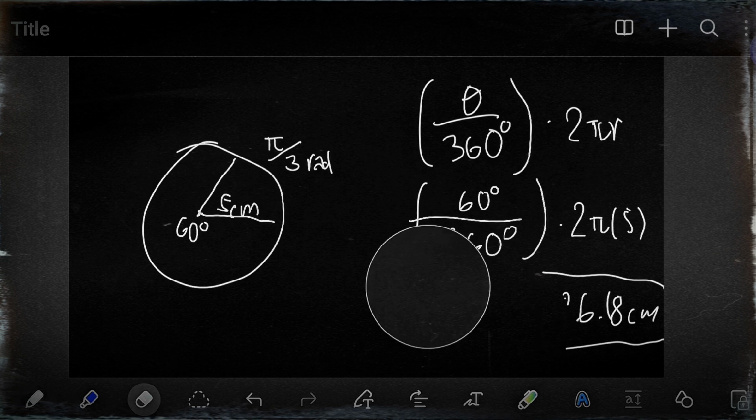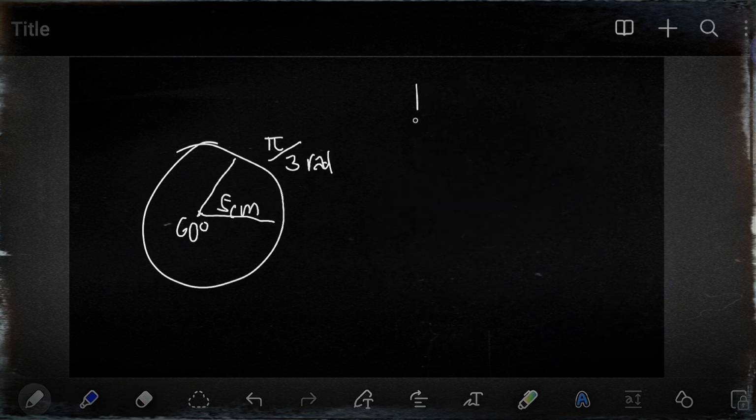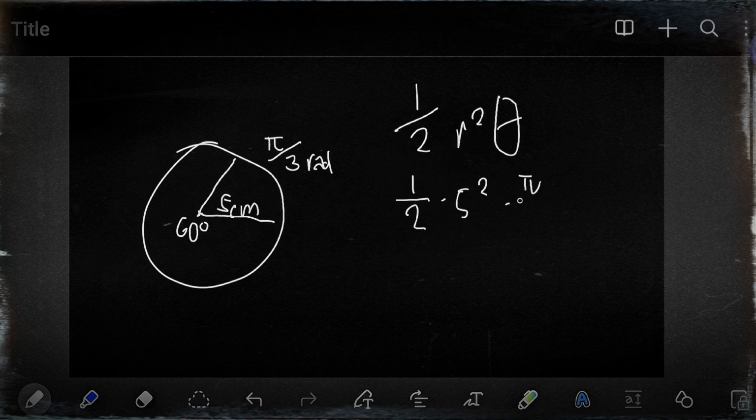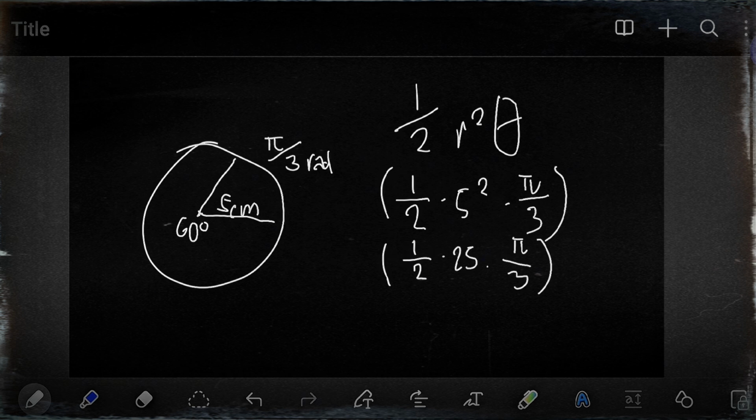If the area of a sector is in radians, then the formula will be 1/2 r squared theta. Let's substitute 1/2 times 5 squared times pi over 3. So it will be 1/2 times 25 times pi over 3. So it will be 25 pi over 6, or approximately 13.09 centimeters squared.